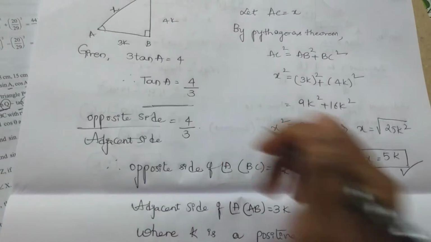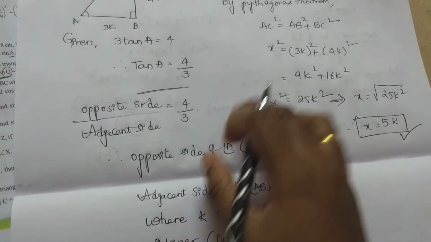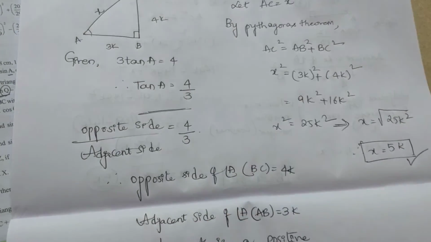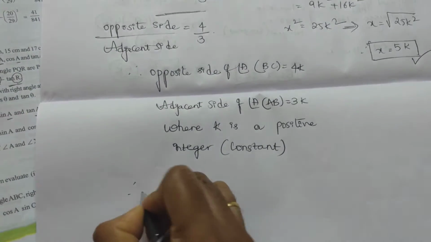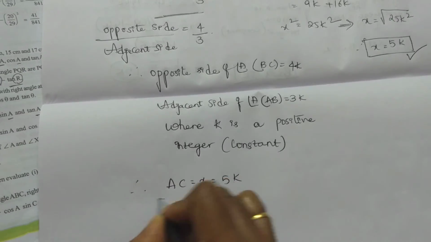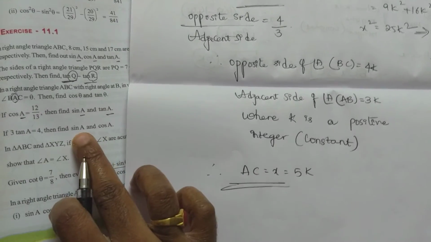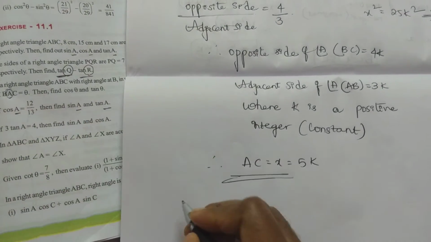So once you got x, write the same thing we have assumed. What did we assume here? AC value as x. Therefore AC equals x equals 5K. You got the AC value. Now in the next step, what you need to find here? Sin A and cos A.